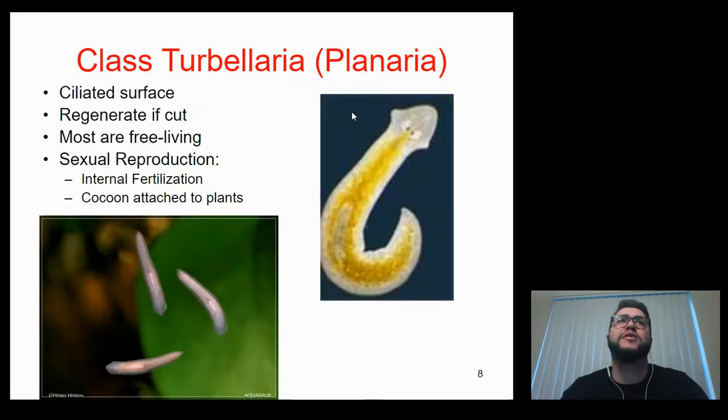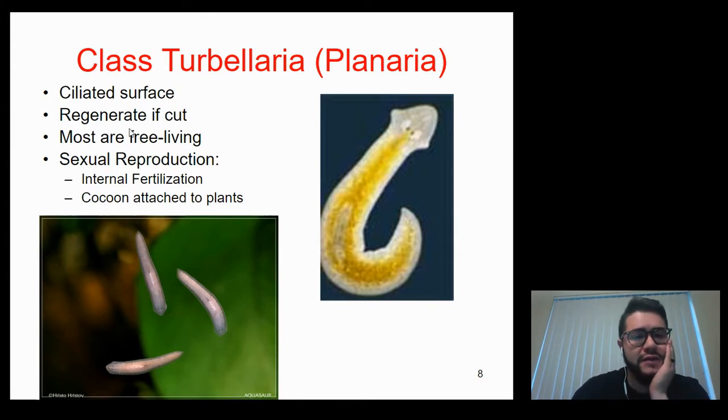So most of what we're going to learn today is about the different types of flatworms. And so I'm going to take you through examples of each of the different types here. So the first class is class Turbellaria. Those are known as planaria. Those are the only non-parasitic flatworms we're going to talk about.